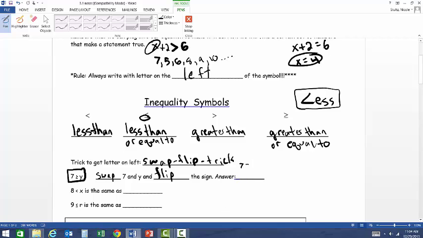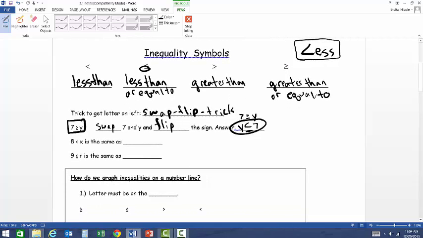So before, my problem looked like this. I will swap places and flip my sign. And that's my answer. And it reads numbers less than or equal to 7. Now let's try that with the following examples. Swap places, flip the sign. Swap places and flip the sign.